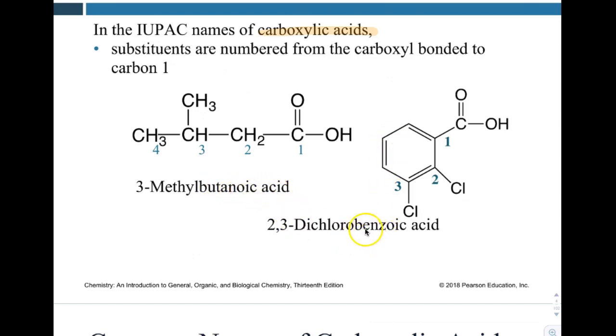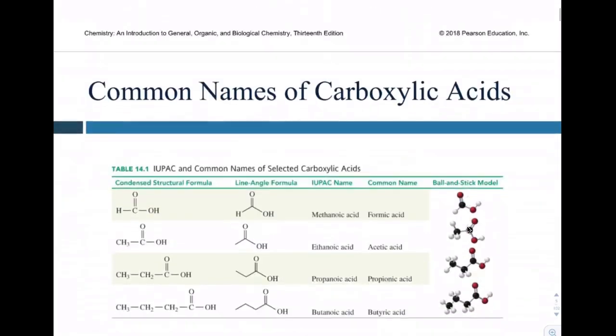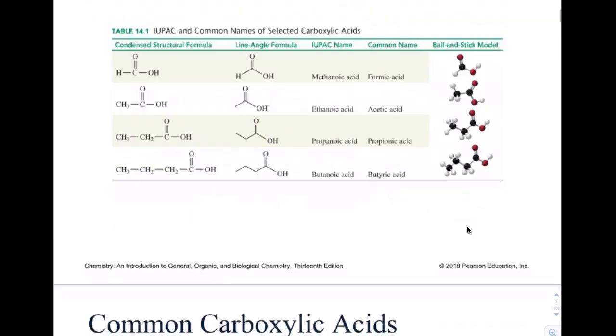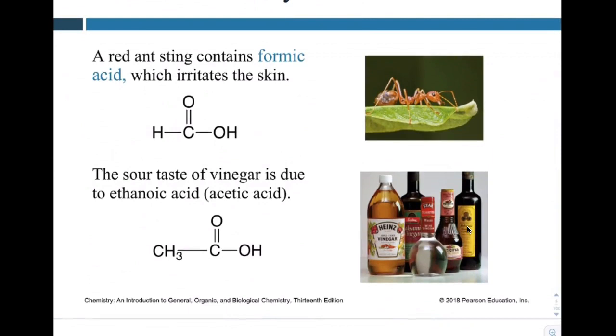Here we have benzene, so benzoic acid, and then if this is carbon number 1, we could either go this way or we can go this way. It's better to go this way, so we have 2,3-dichlorobenzoic acid. Some common names of carboxylic acid, you've got formic acid and acetic acid, propanoic acid, and butyric acid. You may see those if you work in a lab or something that uses more common names. I'm going to ask you for the IUPAC names. Formic acid is from a red ant bite, and then vinegar, as you know, is acetic acid.